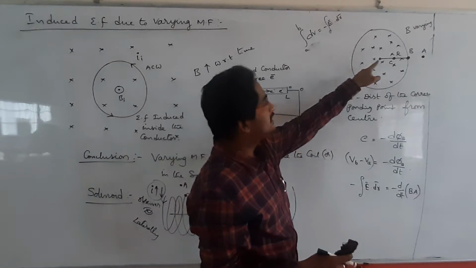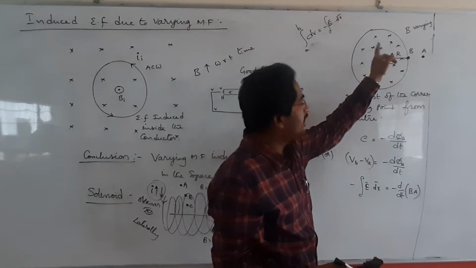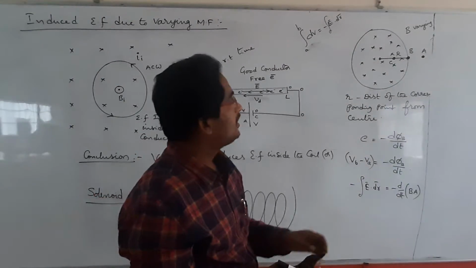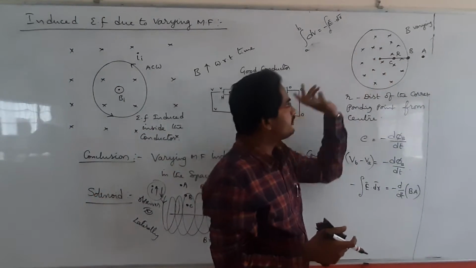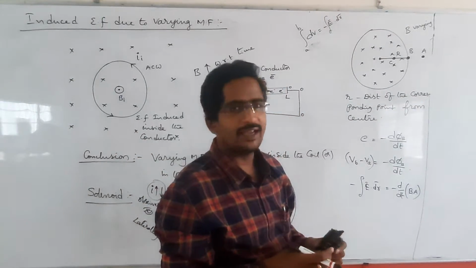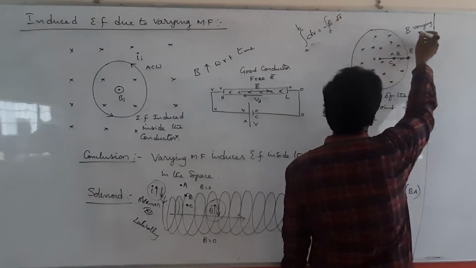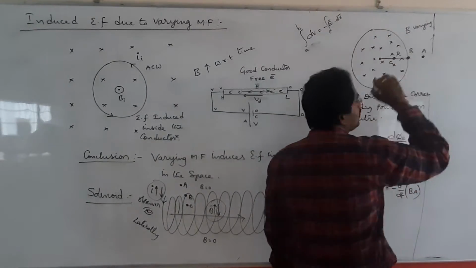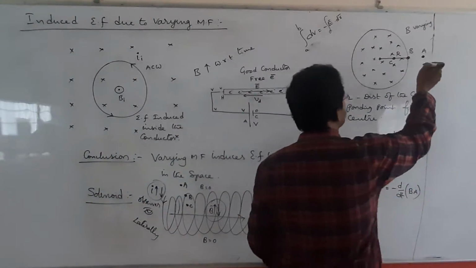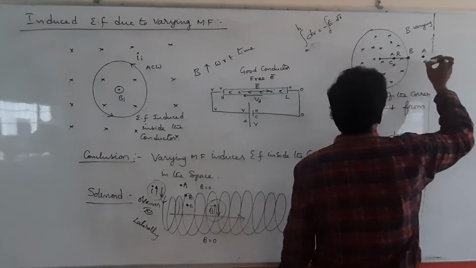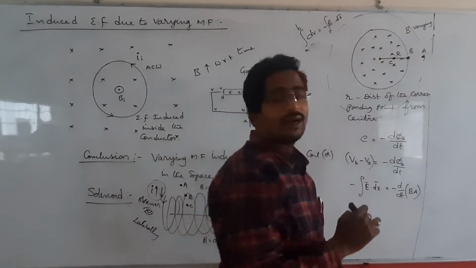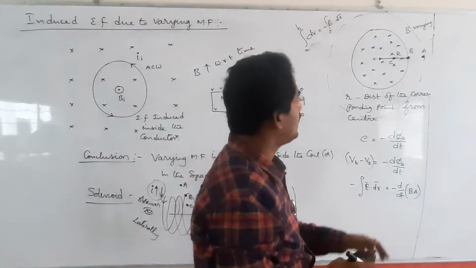Because for this loop, we need to form a loop here. For example, if you want to get the electric field intensity at A, we need to form a closed loop here. That loop occupies some area, right? This is the loop. What is the area vector here? Inward.